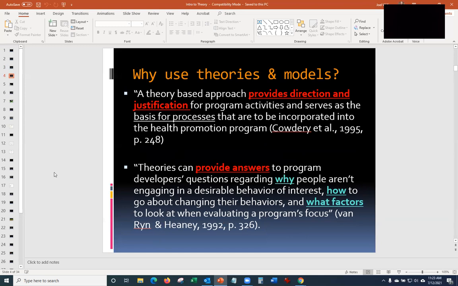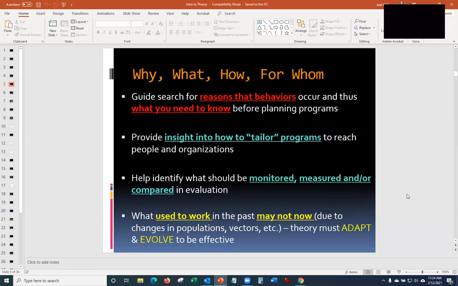So theories then give us some direction and structure for understanding human behavior and developing programs and interventions and determining what to measure and evaluate in our programs and interventions. So theories can provide answers to program developers' questions regarding why people aren't engaging in a desirable behavior of interest, how to go about changing their behaviors, and what factors to look at when evaluating a program's focus. That is a nice summary of what I just said.